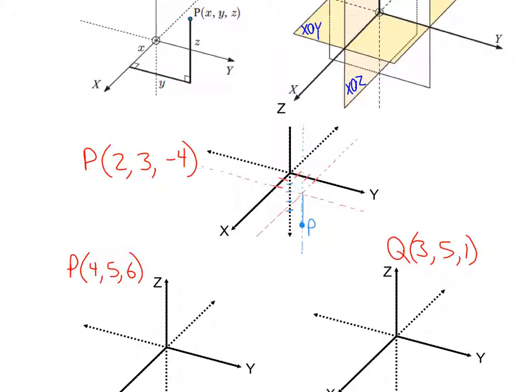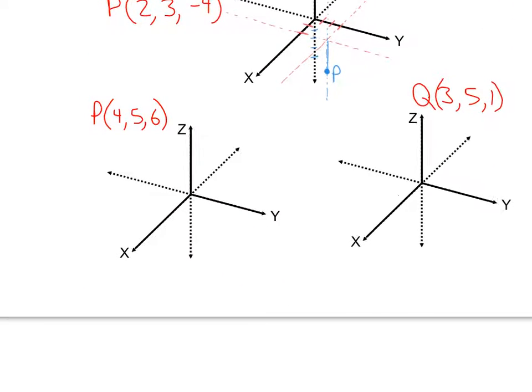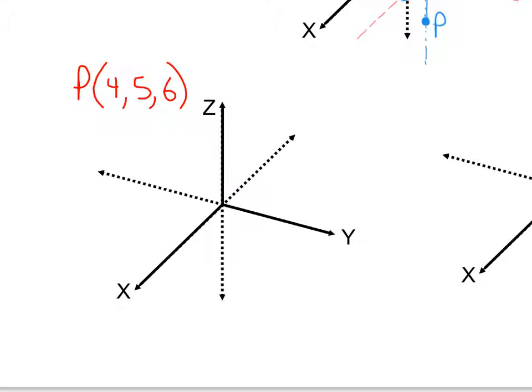All right. Let me illustrate one more and then I'll let you guys just try one here. So again, P, if I'm doing 4, 5, 6, I go along the x-axis, 1, 2, 3, 4. I go along the y-axis, 1, 2, 3, 4, 5. So I draw that kind of parallel to the x. I draw this kind of parallel to the y.